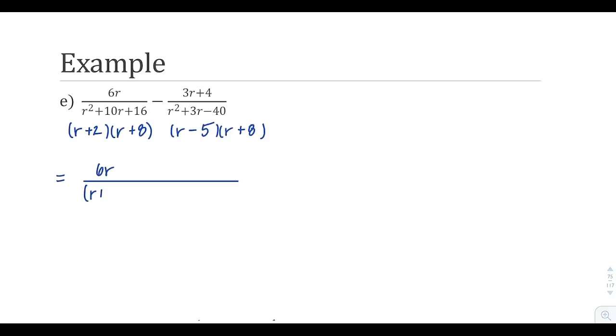So over r plus 2, r plus 8, and then minus, we're going to have 3r plus 4 times my r minus 5, r plus 8. So now here, I need to make sure that they have the same denominator. What I like to do in this case is start by looking at one denominator, the one on the left. It has an r plus 2 and an r plus 8.